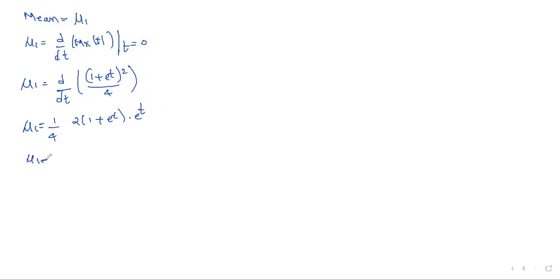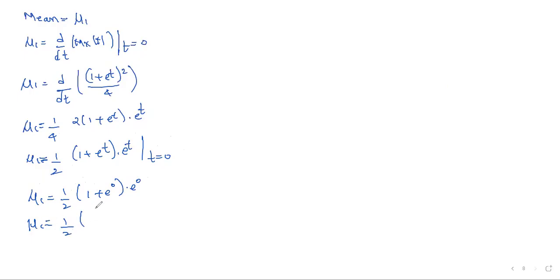So mu1 is nothing but, 2 ones are 2, 2 twos are, this is nothing but 1 by 2 into (1 plus e power t) into e power t. Then put t equal to 0 here. Mu1 equal to 1 by 2 (1 plus e power 0) into e power 0. That is, e power 0 is also 1, right? So mu1 equal to 2 by 2, that is 1. This is nothing but what? Mean.